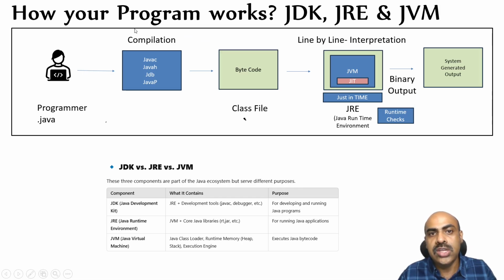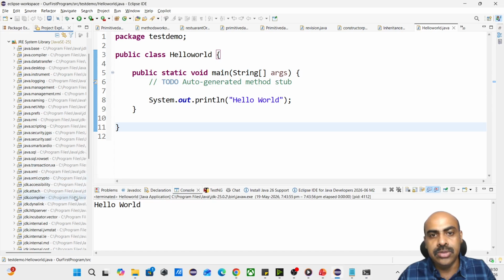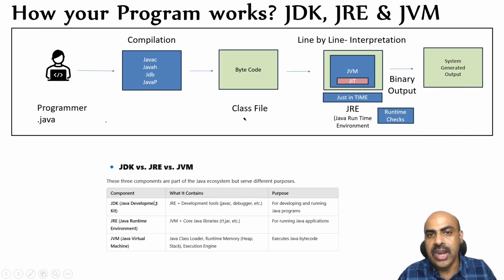What is the difference between a compiler and an interpreter? The compiler picks the entire source code, does the compilation, and converts it into bytecode. The interpreter reads the code line by line, and the moment it reads a line of code, it generates output. So the system-generated output is this one, Hello World, which you see in Eclipse too.